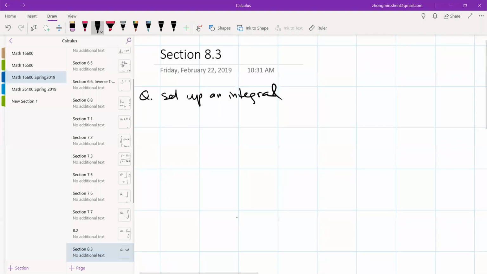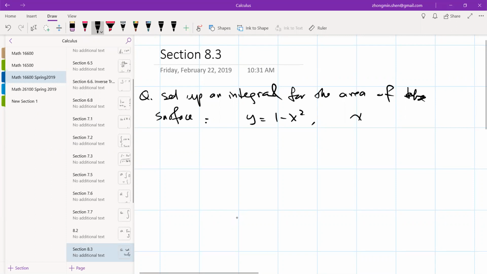So the problem we're going to discuss today is to set up an integral for the first problem. Set up an integral for the surface area. Let's call it the area of the surface. This is generated by rotating the curve about the y-axis.